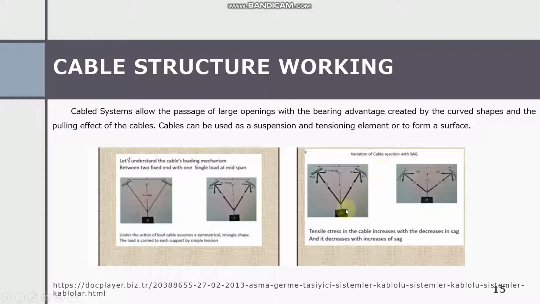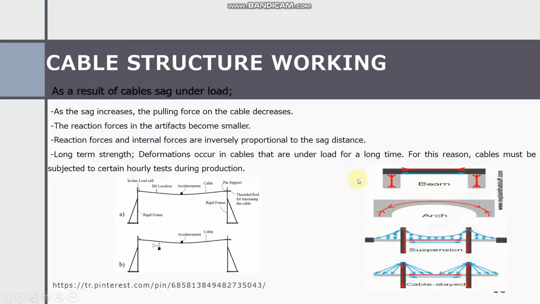Variation of cable reaction with sag. Tensile stress in the cable increases with the decrease in sag, and it decreases with the increase of sag. As the cable sags under the load, the sag increases, the pulling force on the cable decreases, and the reaction forces in the anchorages become smaller. The reaction forces and internal forces are inversely proportional to the sag distance. Long-term strength deformation occurs in cables that are under load for a long time. For this reason, cables must be subjected to certain hourly tests during production.